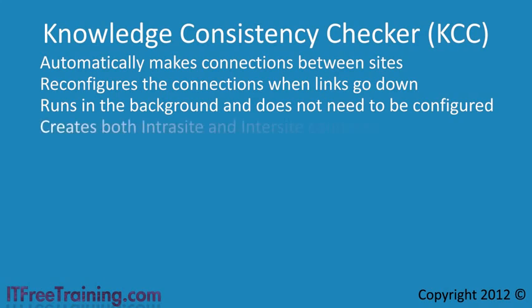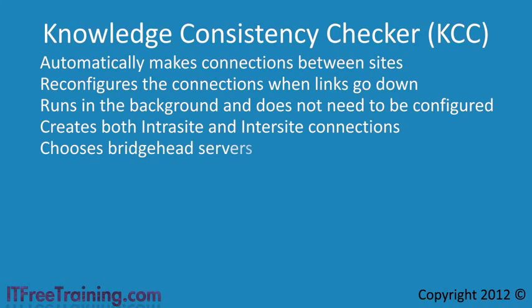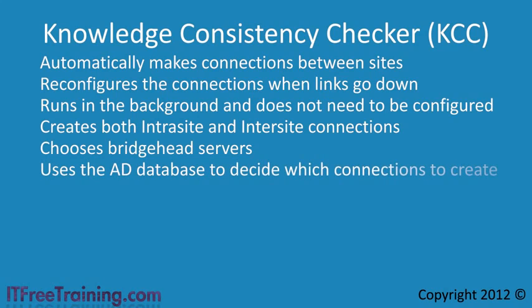The KCC also creates the connections that are used for intrasite replication and determines which domain controllers will be used for bridgehead servers. The KCC does this with information from the Active Directory database. If the same copy of the Active Directory database is in multiple locations, the KCC will always come up with the same result. If two different domain controllers have a different copy of the Active Directory database, that is, some changes have not yet replicated, the result the KCC comes up with may be different.